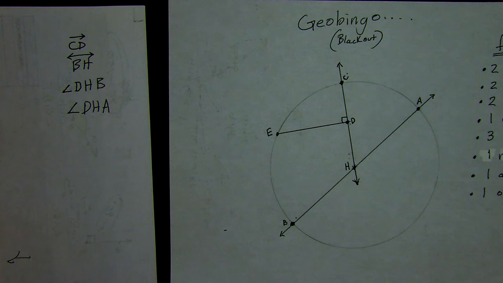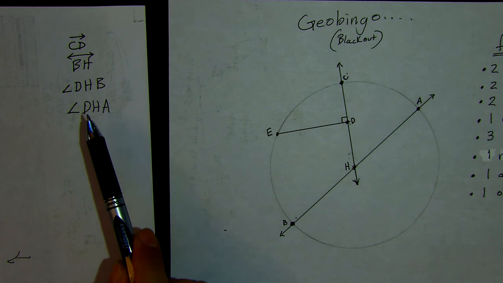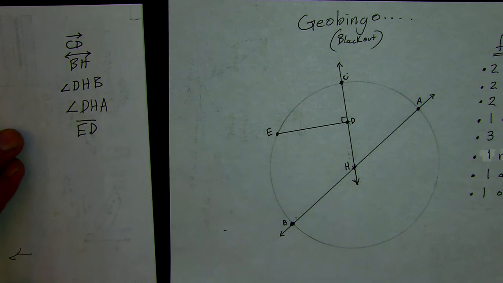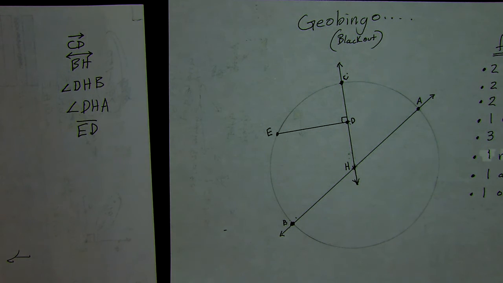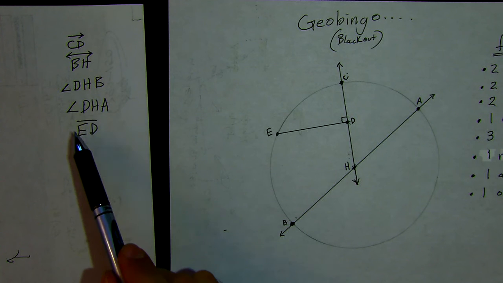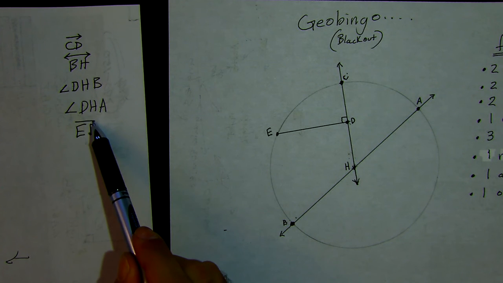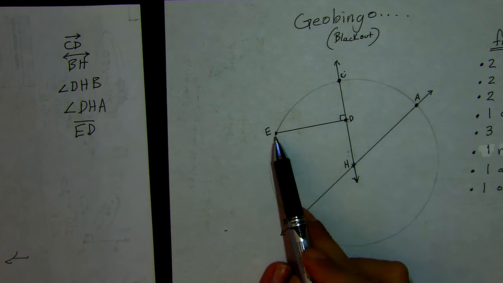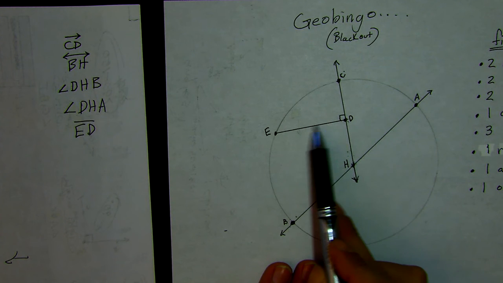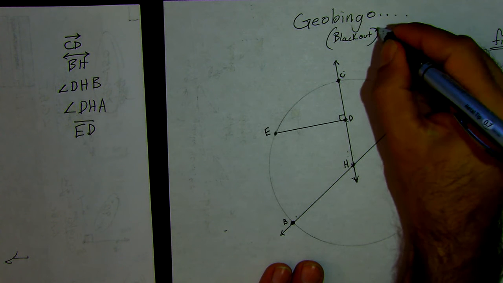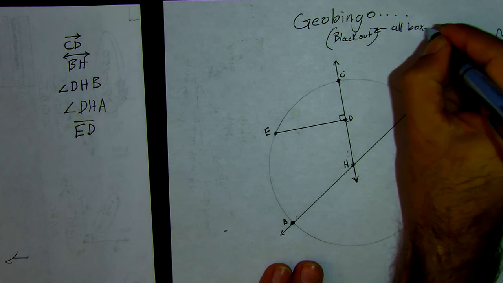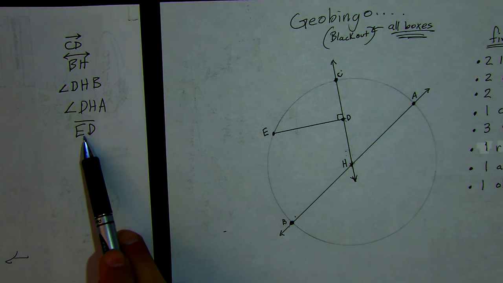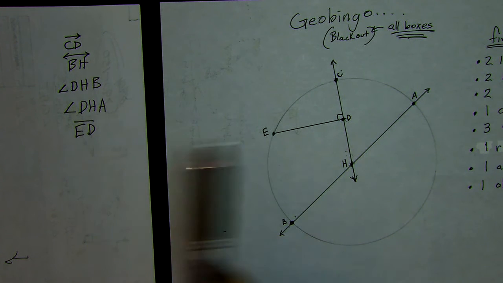All right, we just did DHA, rolling the dice. We're going to go with line segment ED. Line segment ED. And that could be line segment DE. Remember, a line segment starts at E, ends at D, or starts at D, ends at E, whichever way you're thinking about it. And this one only has one name. Blackout is all boxes. All right, so I just said line segment ED, which could be DE.